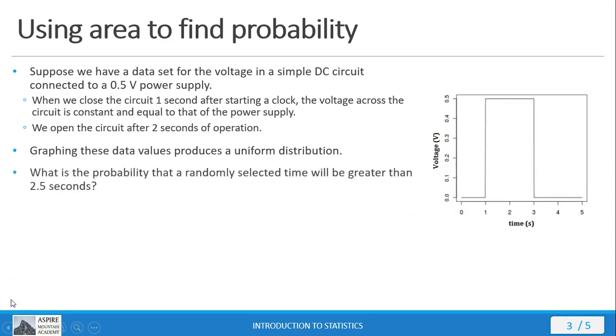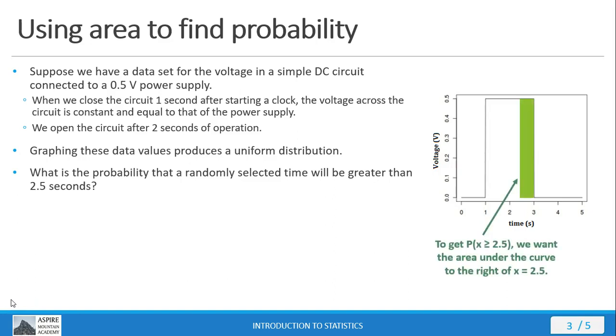Now, what is the probability that a randomly selected time will be greater than 2.5 seconds? This is really simple once you know what you're doing. First, we're going to shade the area that's greater than 2.5 seconds underneath the density curve. We start at x equals 2.5, and we shade everything to the right, because this is the area that's greater than 2.5 seconds.